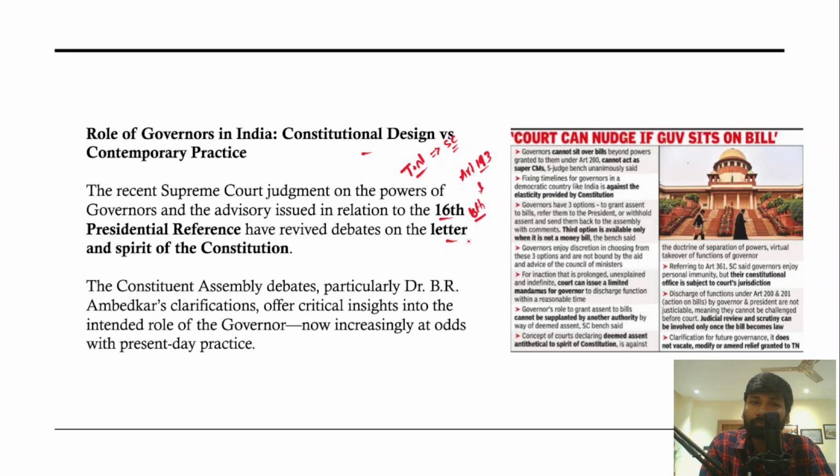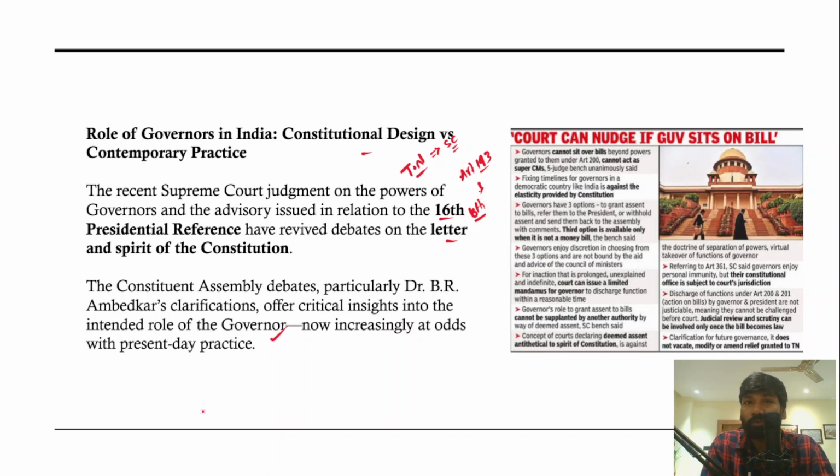Apart from that, the Constituent Assembly debates: what was the role of the governor that the Constituent Assembly expected from the governor? Particularly Dr. B.R. Ambedkar's clarifications, all these factors actually offer us critical and important insights into the intended role of the governor. So as a constitutional head, what is the exact role of the governor? It is expected that he should be neutral and impartial as well. However, the contemporary practice is starkly contrasting with what the constitution has envisioned from the governor.